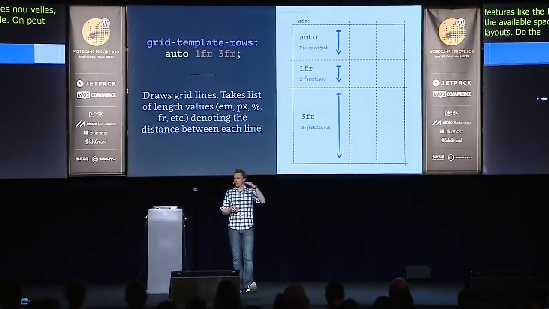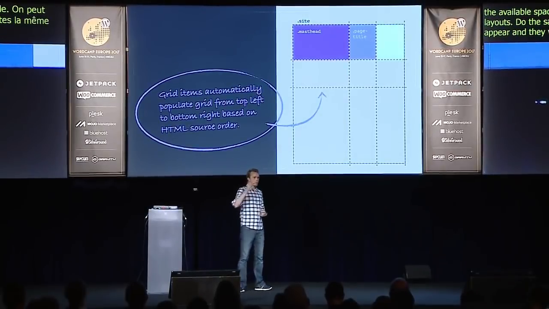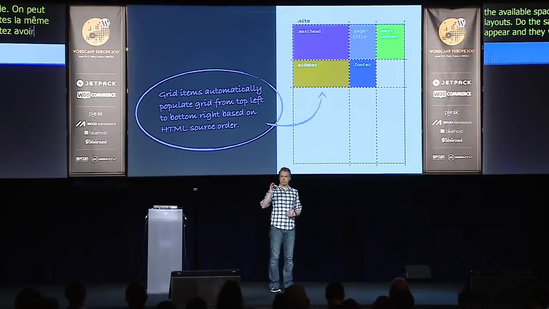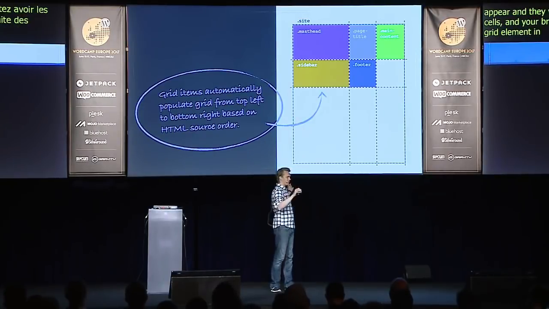This comes with new features, like the FR, or fraction value, that allows you to say, take one fraction of the available space, and then put a line there. So you can make truly dynamic layouts. Do the same with rows. You just declare a list of where you want the rows to appear, and they will appear automatically. Once you've drawn rows, you have cells, and your browser automatically places all the direct descendants of the grid element in those cells, from the top left to the bottom right.